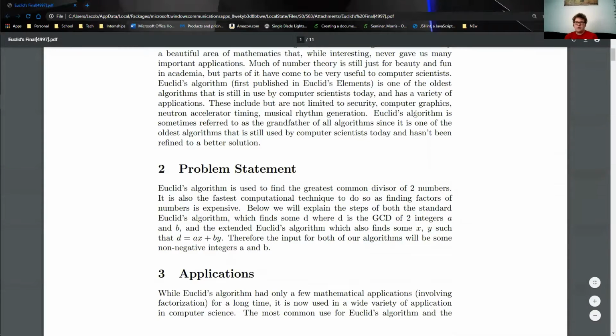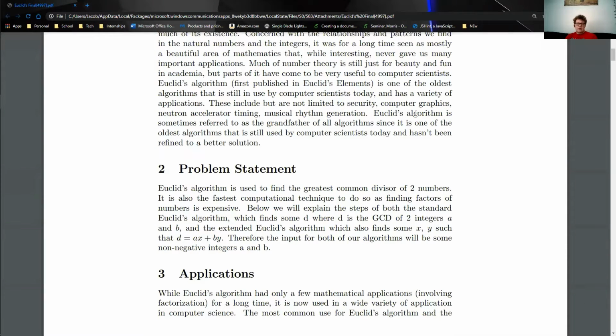All right, so I'll be going over the problem statement. Euclid's algorithm is actually the fastest way to find the greatest common divisor of two numbers. There are actually multiple applications for this. One of the most prevalent is actually encryption. So we can explain later on how the extended algorithm as well as the normal algorithm can find that.